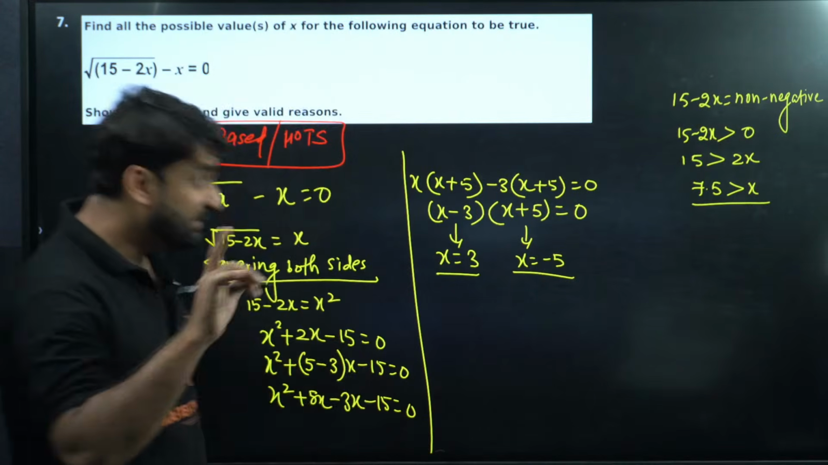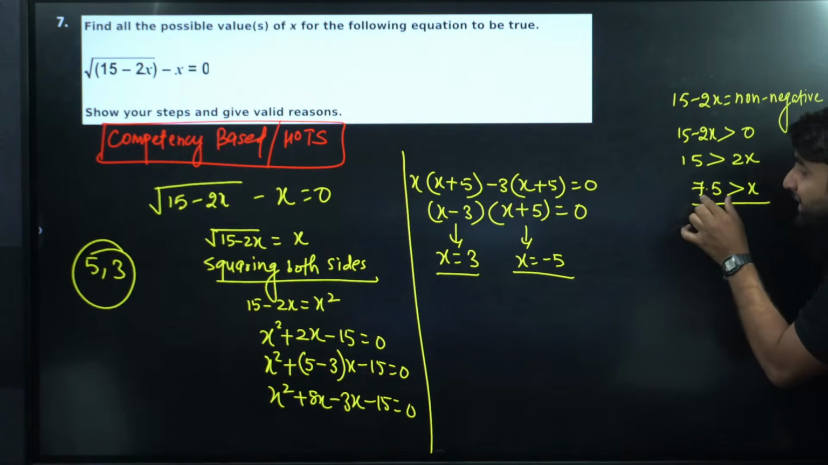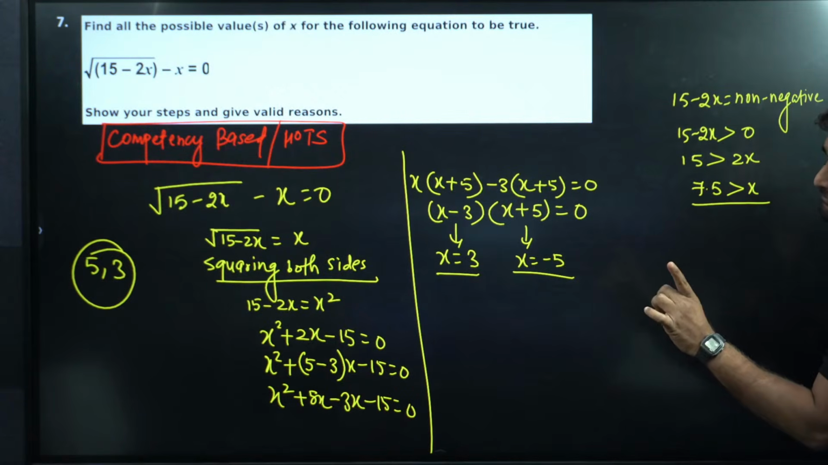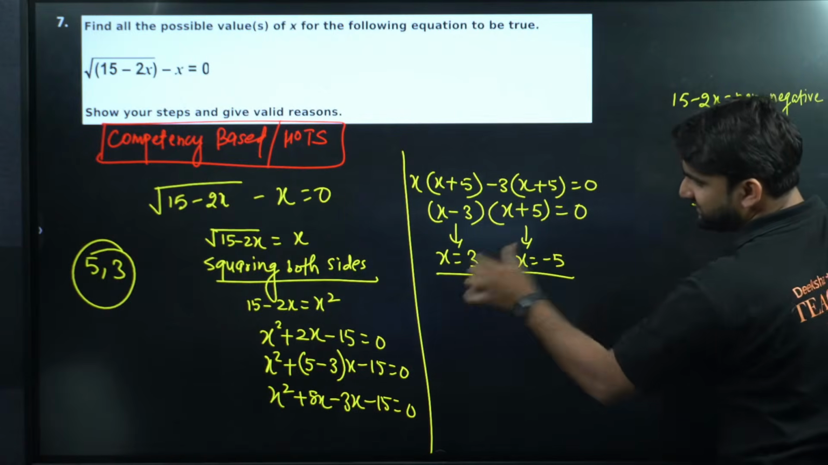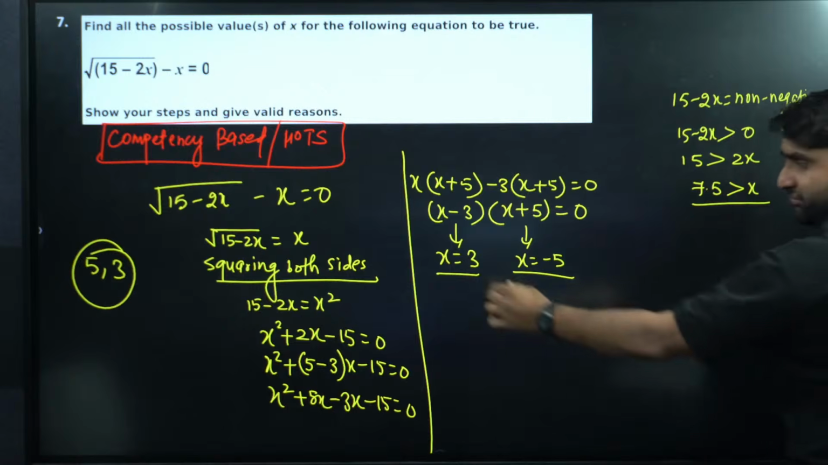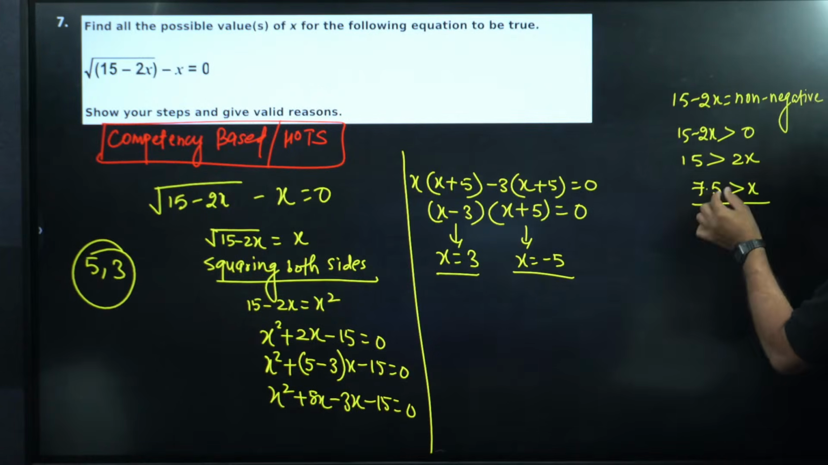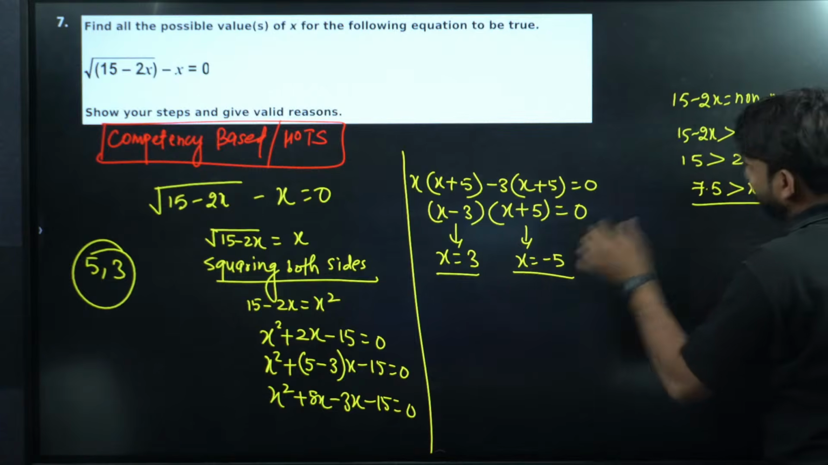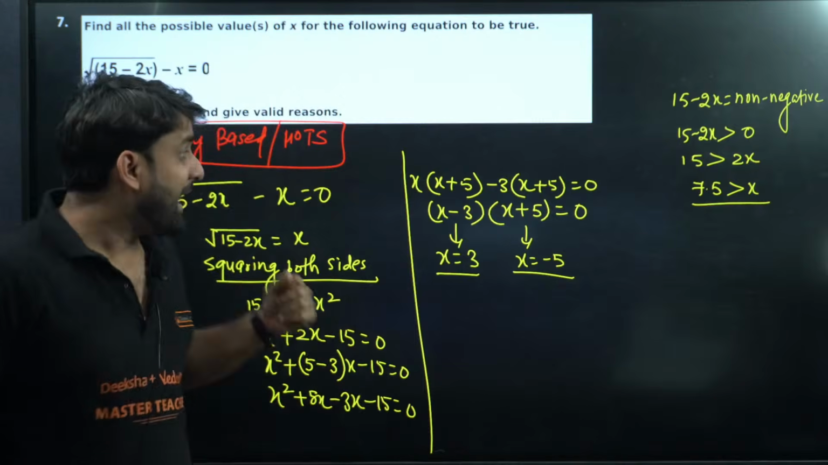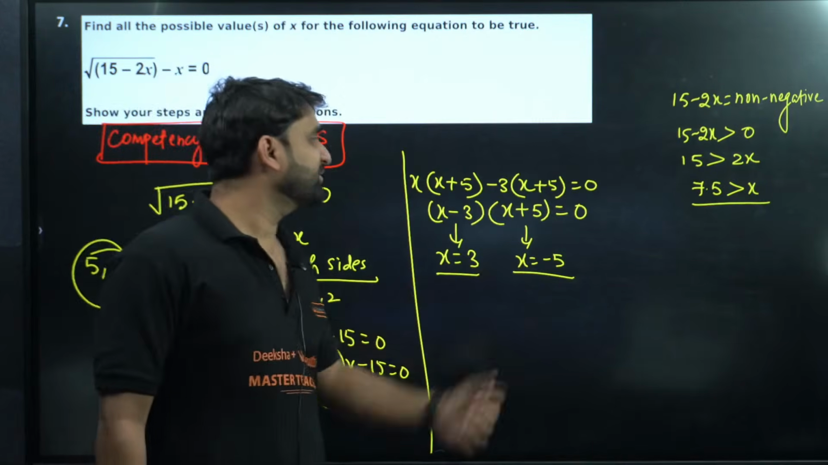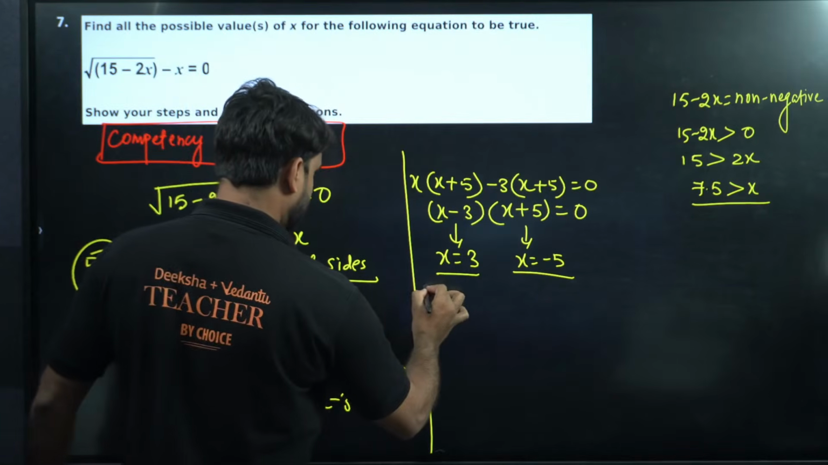So now listen, champion, what was the situation? x must be smaller than 7.5. So both values are satisfying this condition: 3 is smaller than 7.5, and minus 5 is also smaller than 7.5. Now we have to check whether this value or this value is satisfying the equation.